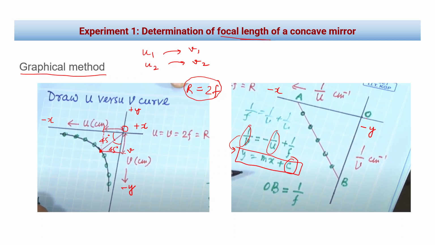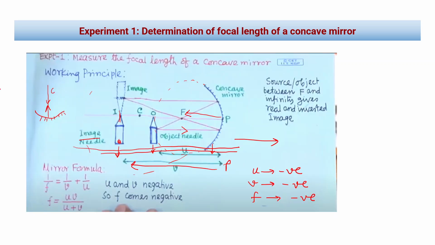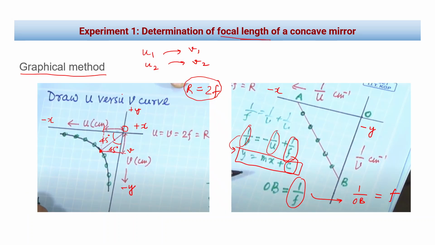So this y intercept, that is where this line cuts the y axis at point B, this OB is the 1 over f that we want to find out. After finding this, I'll take 1 over OB, and that will give me the focal length. So straight away with this experiment, if I put v and u in this mirror formula after considering the sign convention, I'll be able to find out the focal length. But these two were some graphical methods that we can use to find out the focal length value.